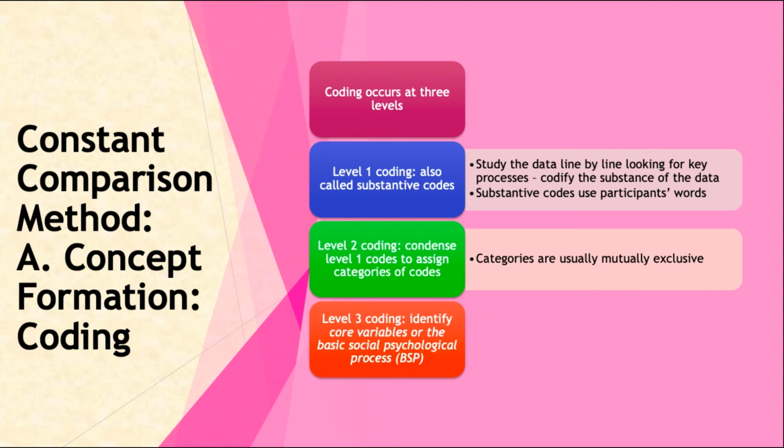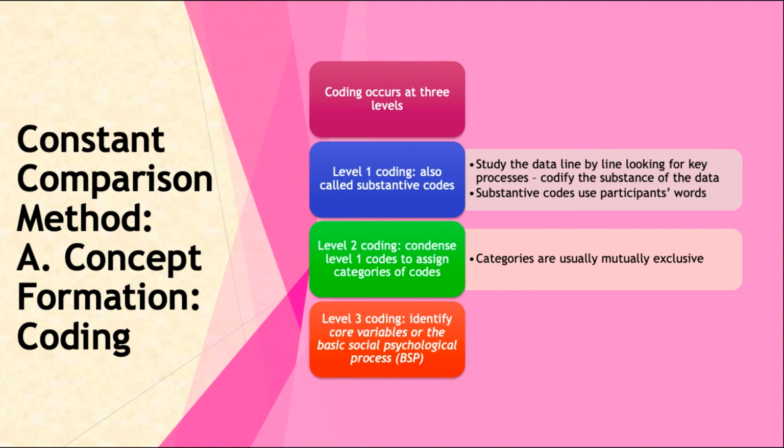Then the second level, condense level 1 codes to assign categories of the code, which is almost similar to the first one. But the first one is based on observation, while this is based mostly on interviews. So you will take those similar codes and put them under one category.